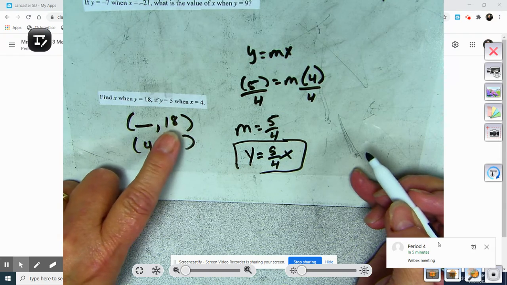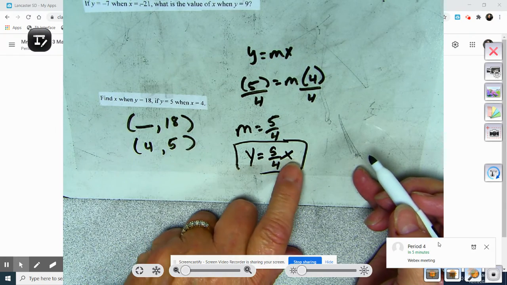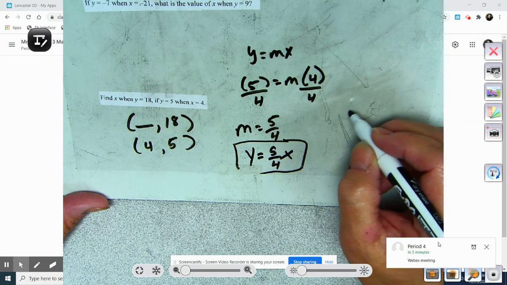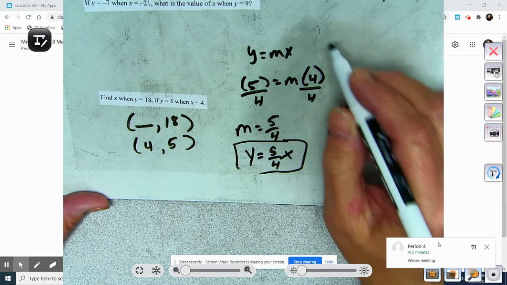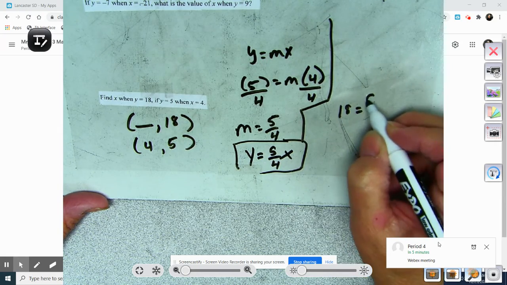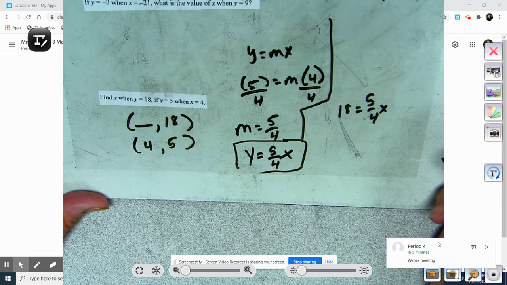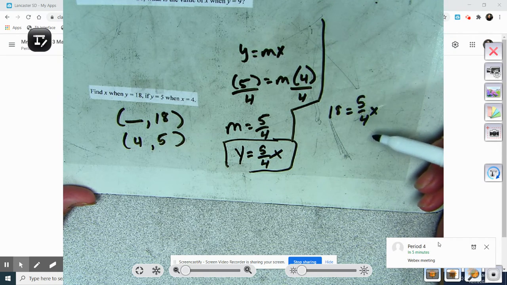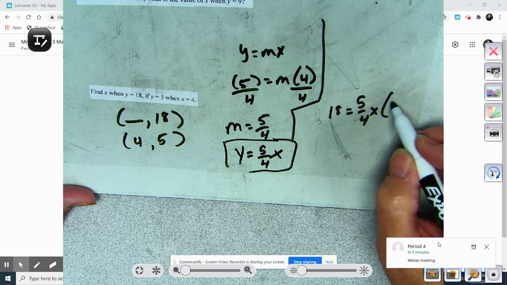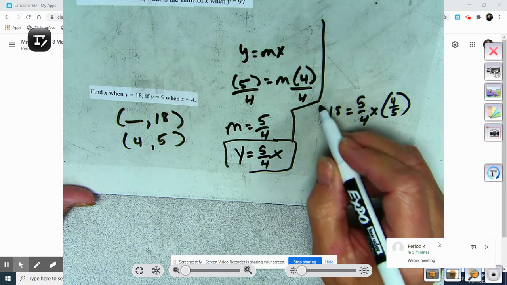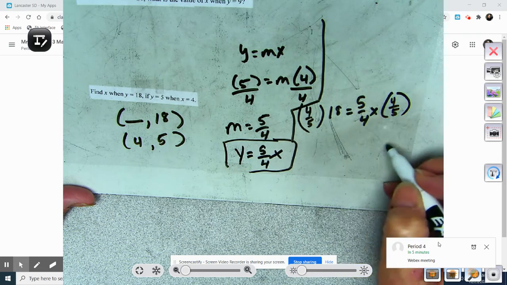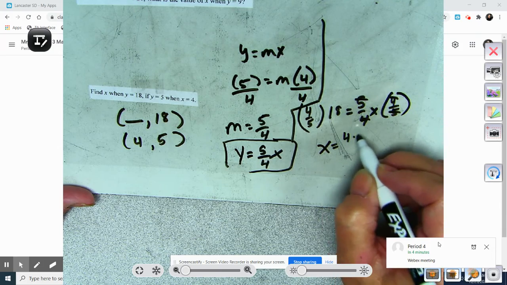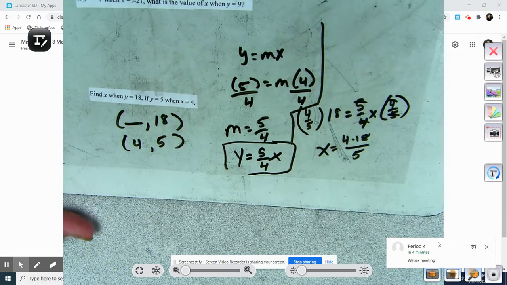Now you're going to have to go in here and find x when y equals 18. Well, they're not giving you this one. They're giving you this one. So this time you're going to say 18 equals 5 over 4x. Now we go back to our first lesson of chapter 2. We have to get rid of this fraction by multiplying by the multiplicative inverse, which would be 4 over 5. Cancel, cancel, cancel, cancel, x equals. We're going to take 4 times 18 and divide the answer by 5.